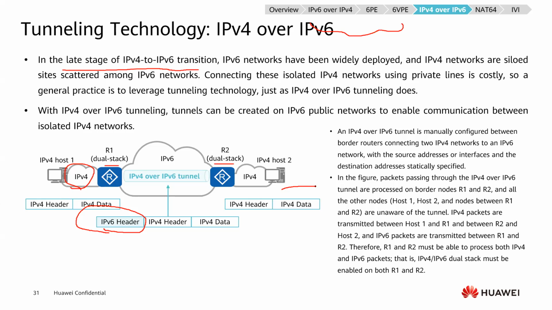And as usual, the v4 over v6 tunnel needs to be configured manually. Okay.